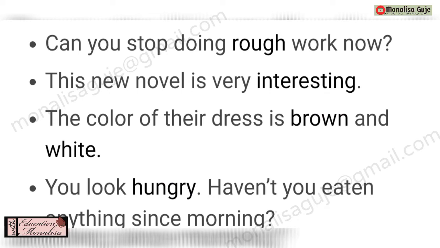So, what kind of work? It is rough work. So, you can underline rough. This new novel is very interesting. Underline interesting. The color of their dress is brown and white. So, brown and white both are telling you something.